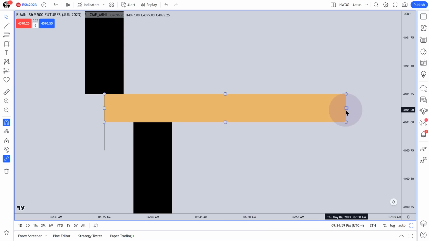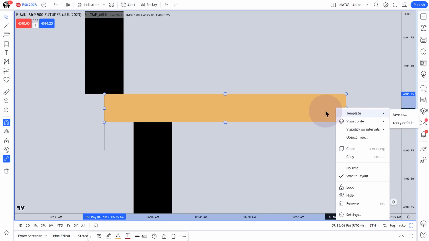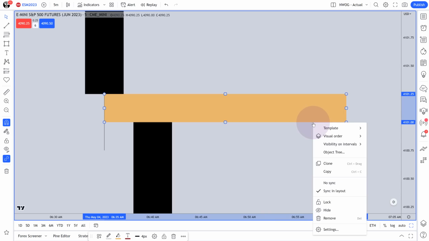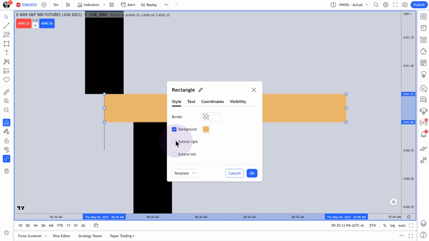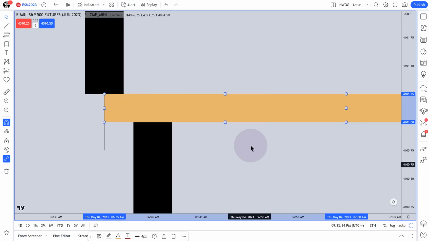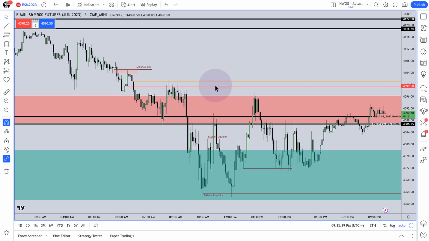But here you go. We have this thing here. Let me do the business where you extend to the right. That way it'll be easier. So now when we drop back out, you can see how in that volume imbalance, the market reprices right there, boom.